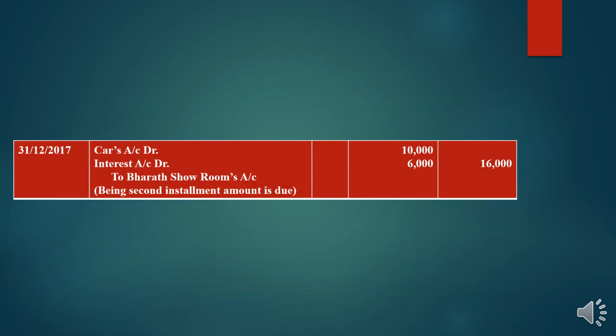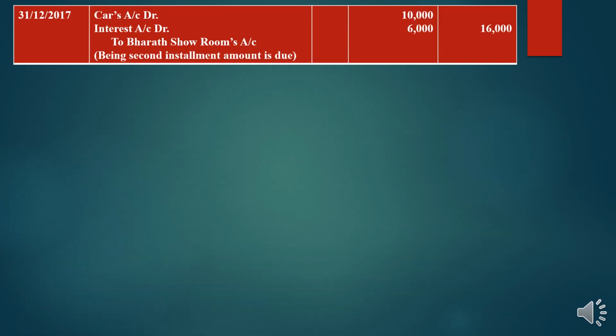Next we are moving to the second year, 2017. Again, the first one is when the installment amount is due: cars account debit, interest account debit, to Bharat showroom account. Cars account with the principal amount of 10,000, interest account the amount of interest 6,000. Total, Bharat showroom account is credited with 16,000.